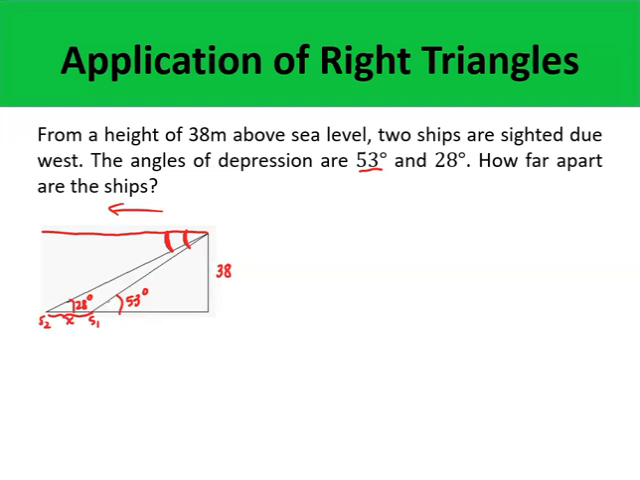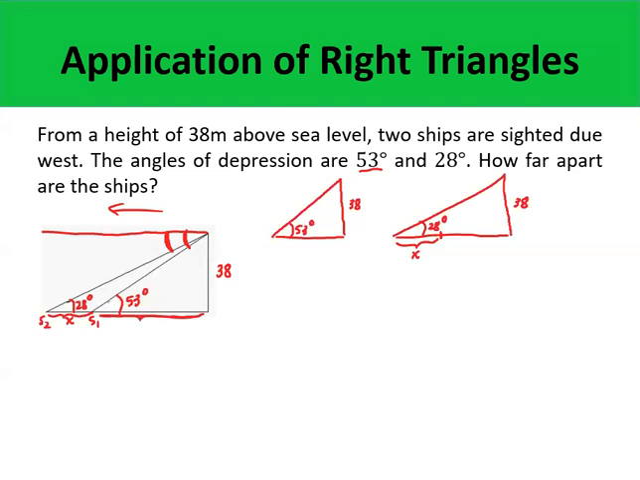Now from this illustration, we can separate it into two right triangles. The first right triangle will be the one with the 53 degrees. So that means this one is 38. And then the other right triangle will be the one with the 28 degrees. And this is the 38 meters. But what we want to know is this particular length here. So if we denote this by y, this will be y, and then this will also be y. So let's solve for y first before we solve for x.